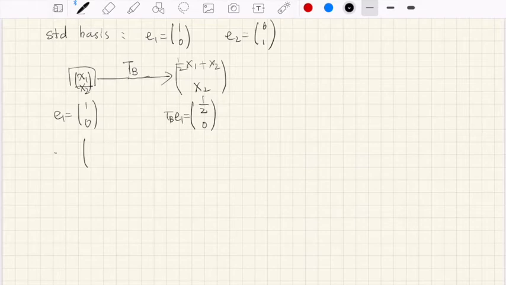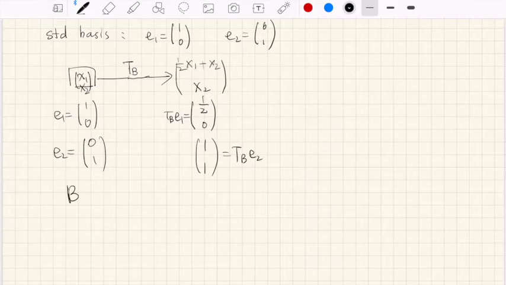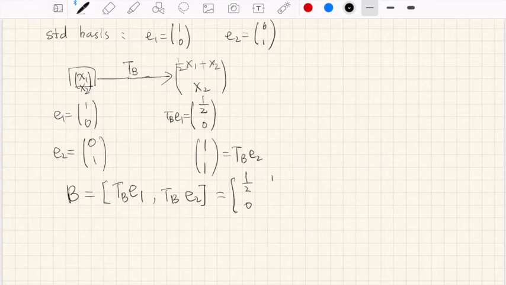Similarly, we can act TB on (0, 1), which gives me (1, 1). So the standard matrix for TB is going to be B, which packs TB E1 and TB E2 together, which gives me 1/2, 0 and 1, 1.